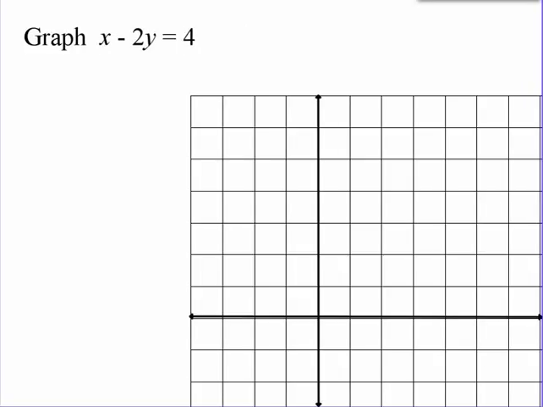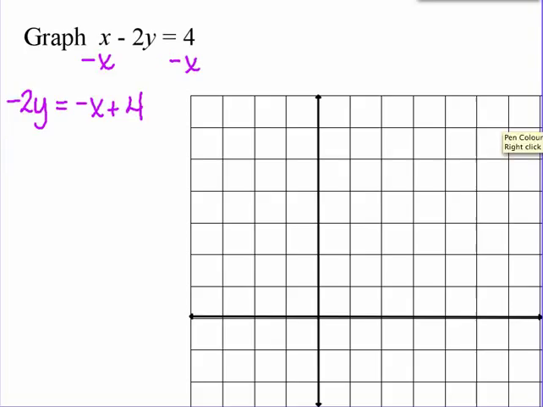Now we've got a problem here. What's our problem? It's not in slope-intercept form, so what we need to do is solve for y. So the first thing I'm going to do is subtract x. So I end up getting negative 2y equals negative x plus 4. Now notice how I put the x first.